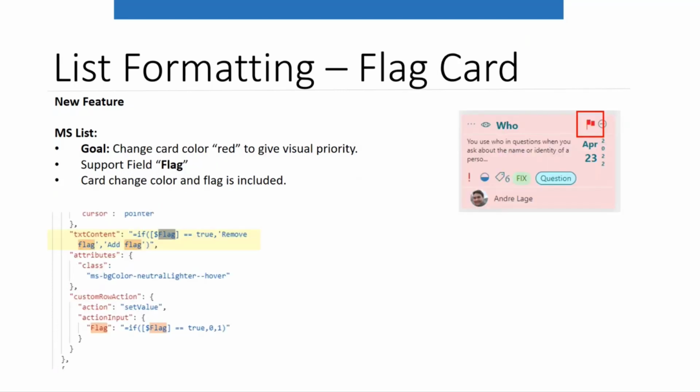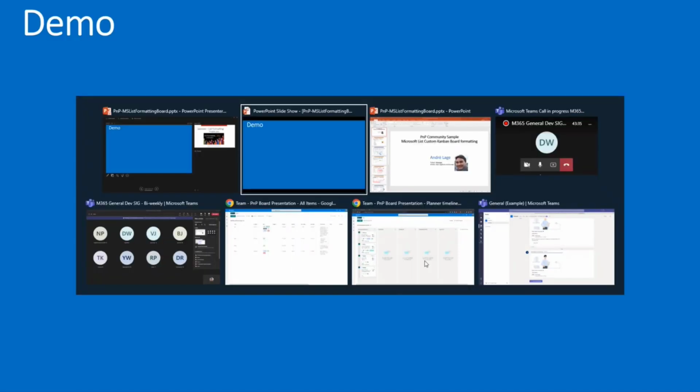And the third one, which I identified from other boards outside the Microsoft world, is the ability to create flags. And this is more for visual representation. For example, if we have all the cards with the same color, people can't tell what is important. But if one has a color, people will definitely focus and know that some action needs to be taken there. And this is why I defined the ability to create these flags. So let's go to the demo.